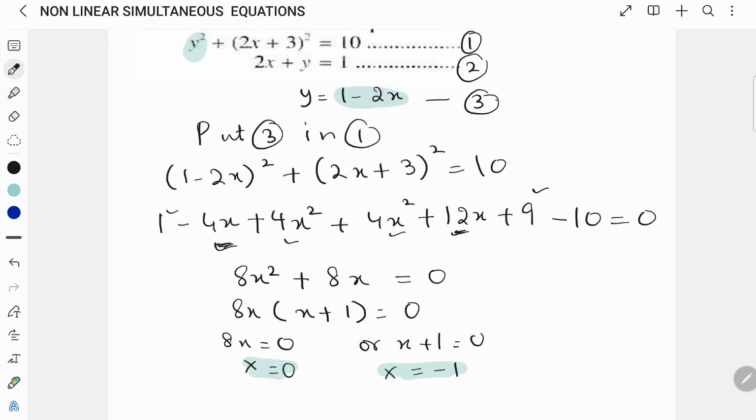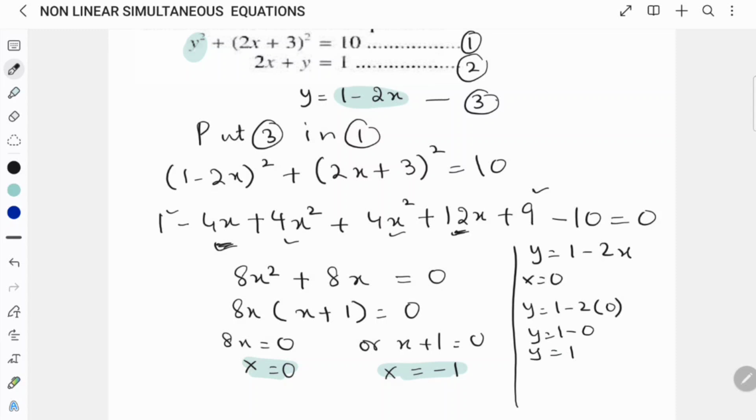Substitute into the third equation like you do always. Alright, y is equals to 1 minus 2x. Put x equals to 0. Y is equals to 1 minus 2 times 0. Y is equals to 1 minus 0. Y is equals to 1. So the first set of answer you will be getting 0, 1.